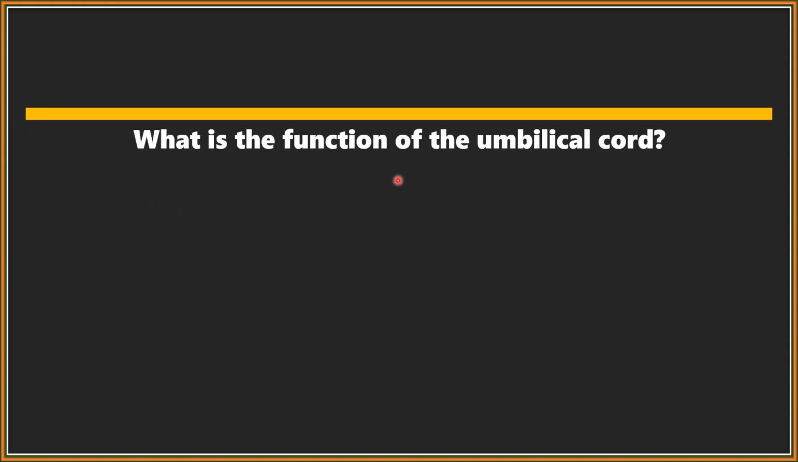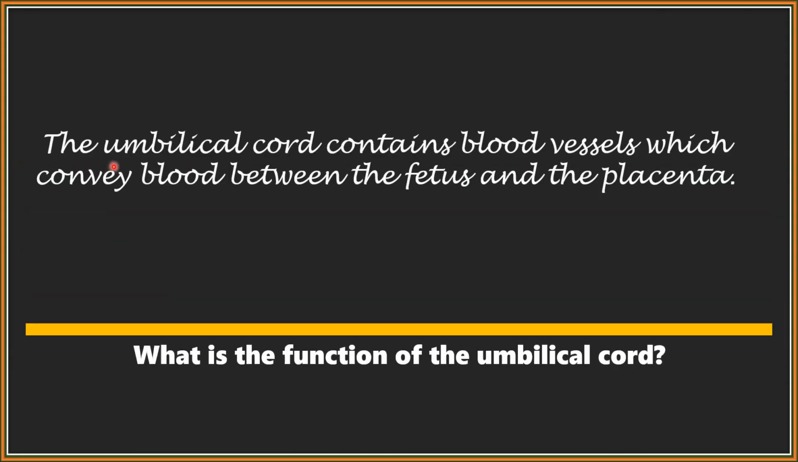What is the function of the umbilical cord? The umbilical cord contains blood vessels which convey blood between the fetus and the placenta.